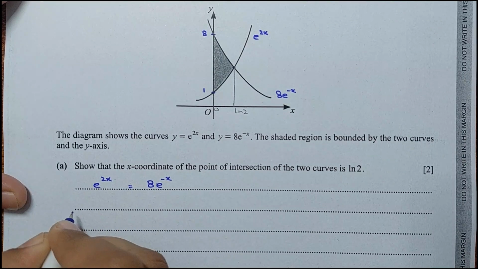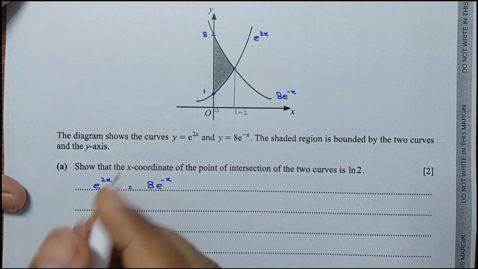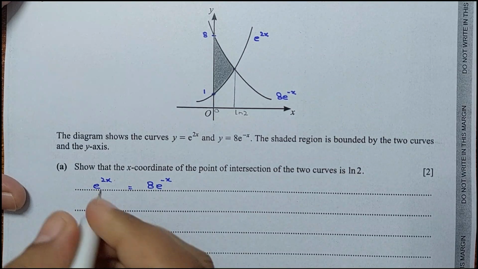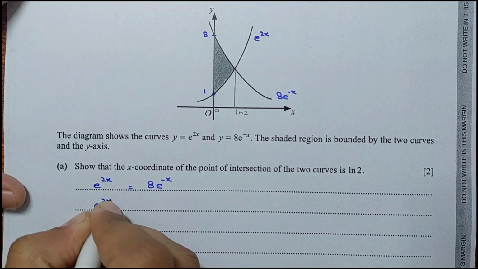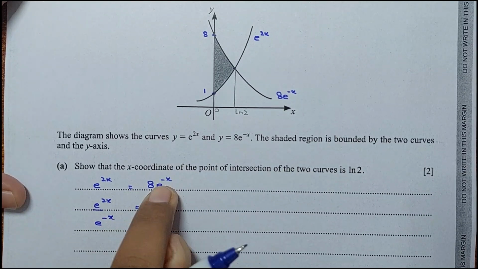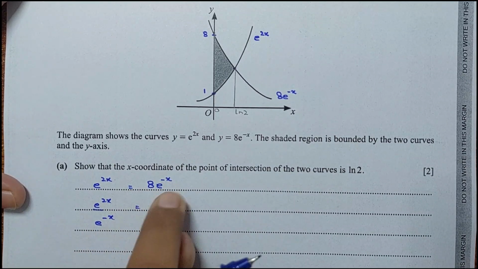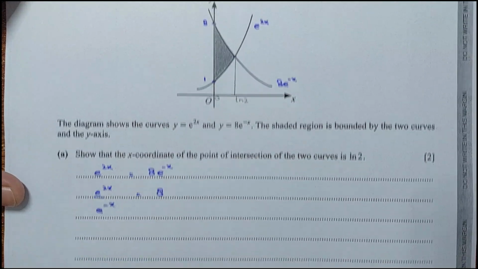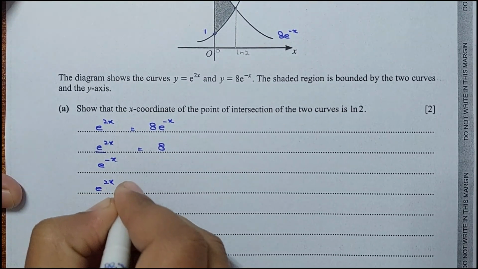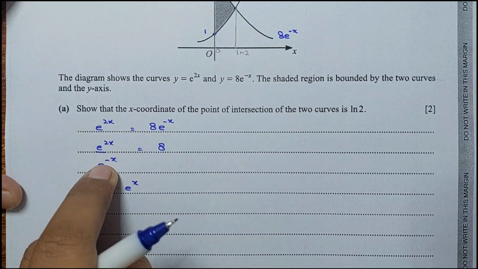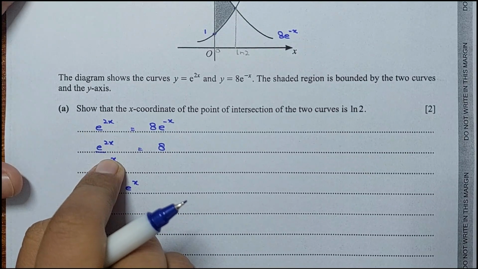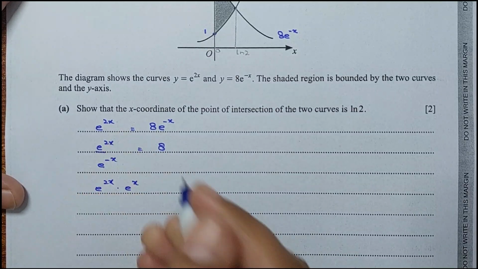Let me take natural log on both sides. Actually, it's better to simplify first. e power 2x divided by e power minus x equals 8. This term is multiplying with 8, so in order to get rid of it, divide on both sides. Now e power 2x times e power x, when you shift this to the numerator, it becomes a positive power. The sign of the power is reversed from negative to positive.